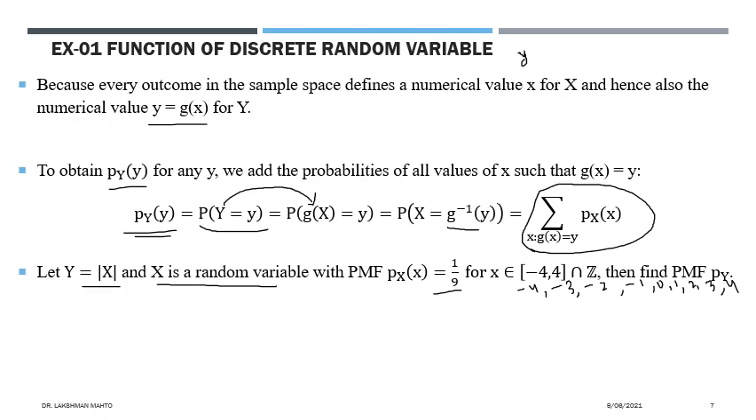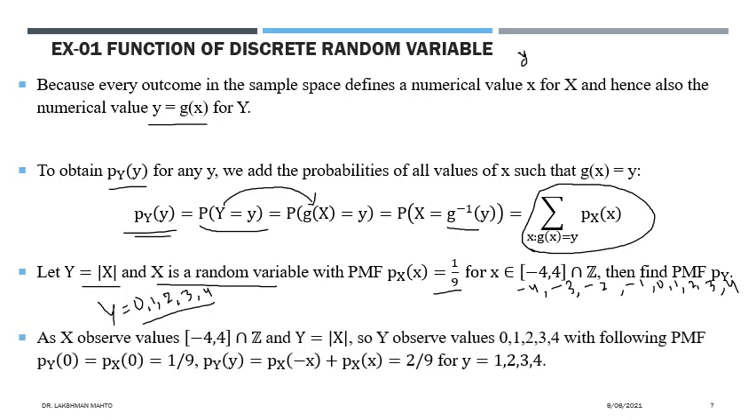So definitely, yeah, very nice. So y is observing 0, 1, 2, 3, 4. Only 5 values. So y is observing only 5 values. The number of values has decreased from 9 to 5. So definitely y will have a different distribution, that means y will have a different probability mass function. So how can we calculate it? The calculation is very simple.